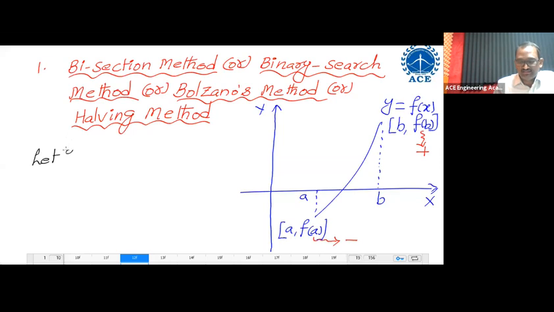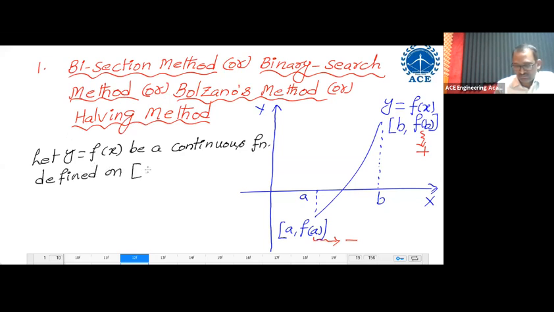Write that. Let y is equal to f of x be a continuous function defined on the closed interval [a, b]. Remember, f of a and f of b are of opposite signs. Then a minimum of one root lies between a and b, or an odd number of roots will lie between a and b. We have already seen this.